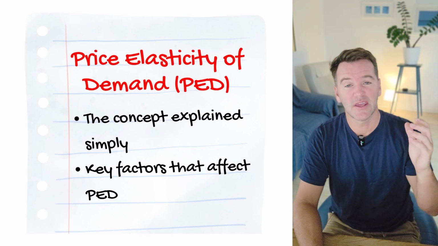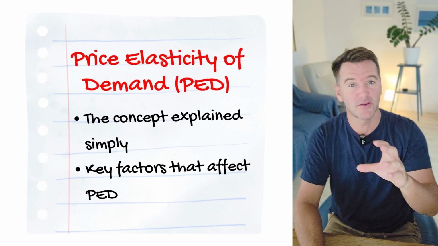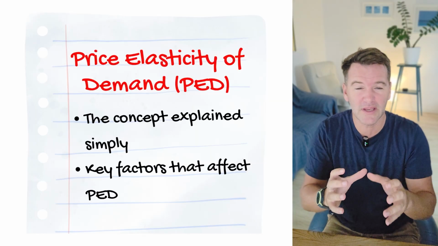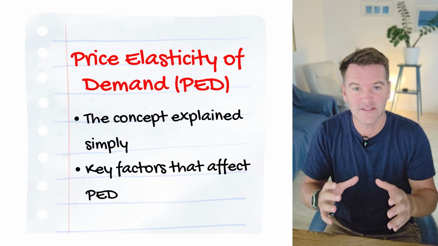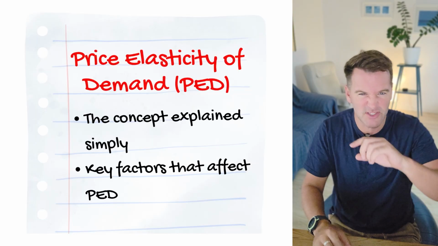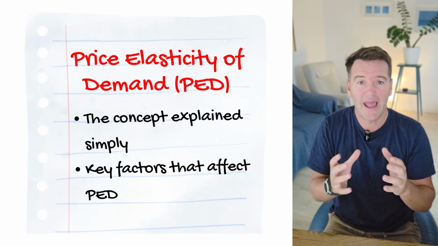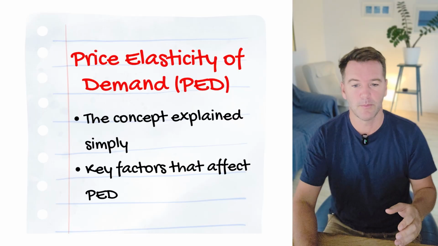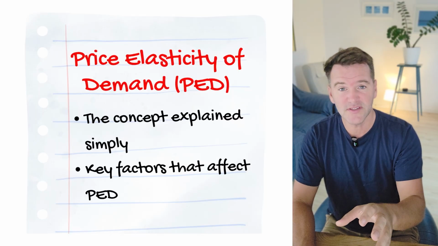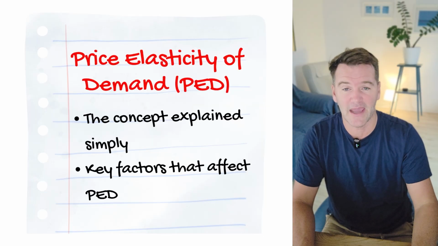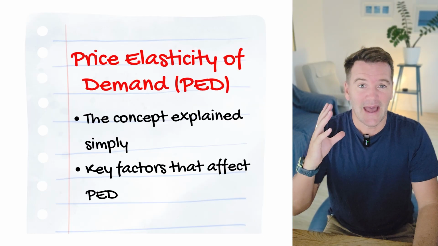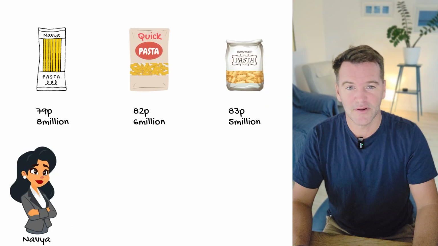In this video, we're looking at price elasticity of demand, also called PED, but we're looking at the really important stuff. We're looking at understanding what it's for and what it means, not just the graphs that people often show. How is it used in business and why is it so important? So we're going to be looking at the concept, explaining it simply, and then we're looking at the key factors that affect PED. As ever, I'm going to do it with a silly story, so let's get into it.